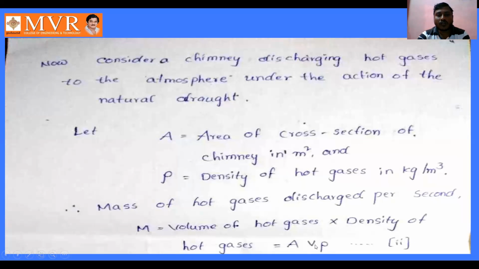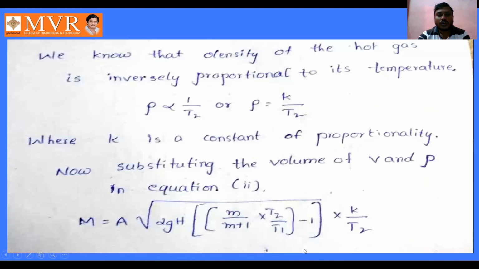We know the value of V and we know the value of density. Hence, we are substituting the values of V and density in equation 2. After substituting, we have got the equation m is equal to A into root of 2gh into m by m plus 1 into t2 by t1 minus 1 into k by t square, which is nothing but m is equal to A into V into density.